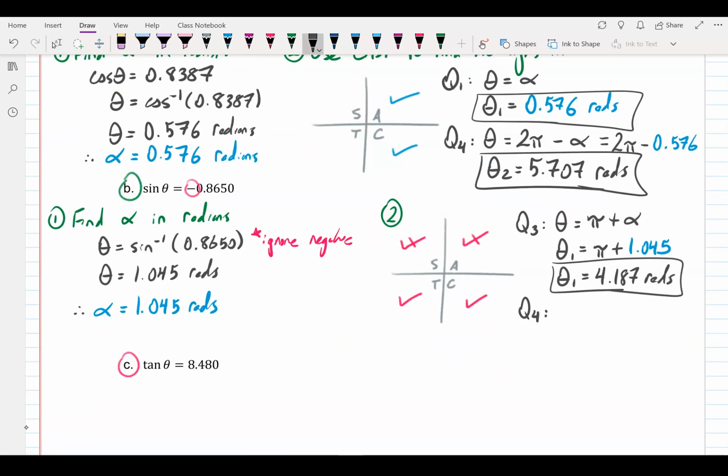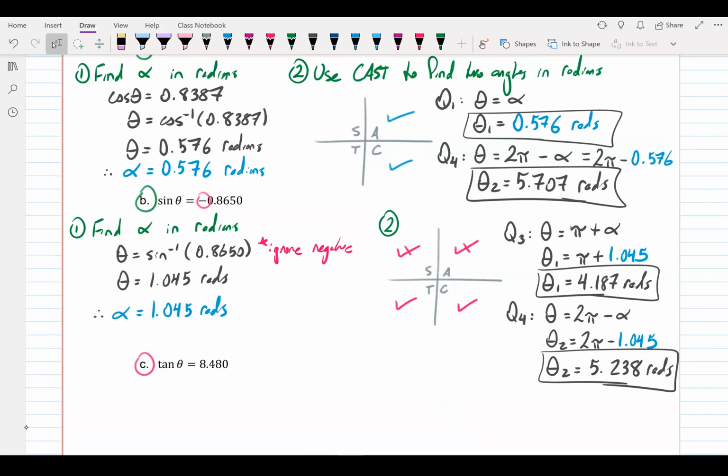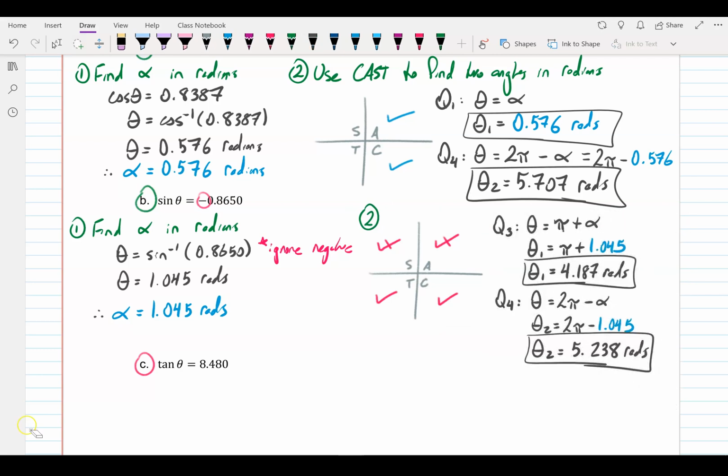We'll continue the story here for quadrant 4. I recommend you pause the video and try to get this one yourself, but I'll write out my answer to this as well. And there we go. So those are the answers that I came up with for this question. I'm just going to rearrange. Just needed to make sure I had enough room on the page there.